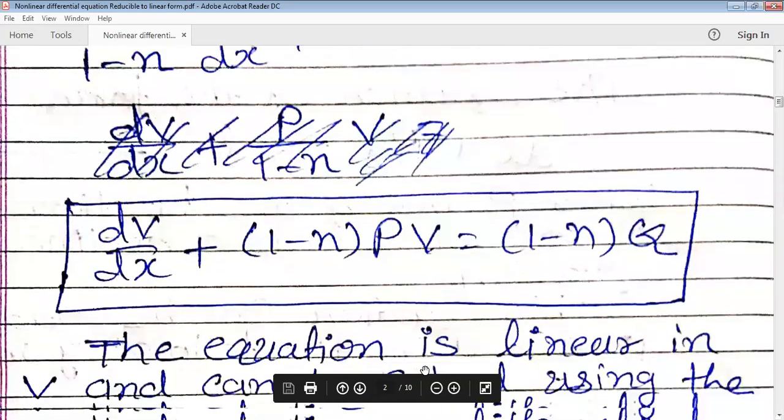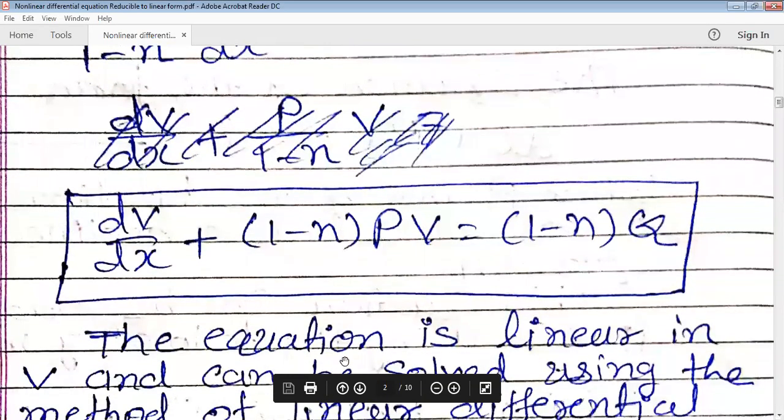Students, this equation is the linear form in v. Here we have two variables, v and x, and this equation is linear in v, where P and Q are functions of x or constants, and n is a constant term.